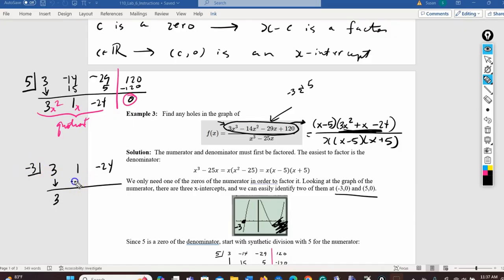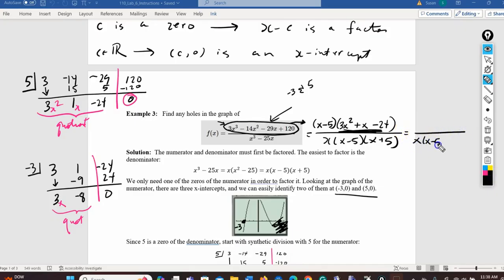3 times the number in the box, and then we add. Negative 8 times negative 3 is positive 24, and then we add. So again, my remainder is 0. This is going to be my quotient. And so here's the line. That's my constant. That's my coefficient for x.